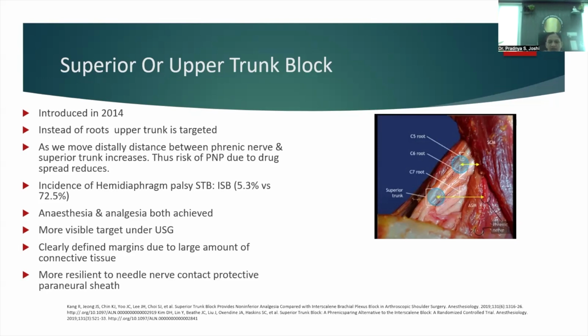But USG is a must to identify the superior trunk. It is a very good visible target under the USG. It has clearly defined margins with a large amount of connective tissue, which leads to less neurological damage.